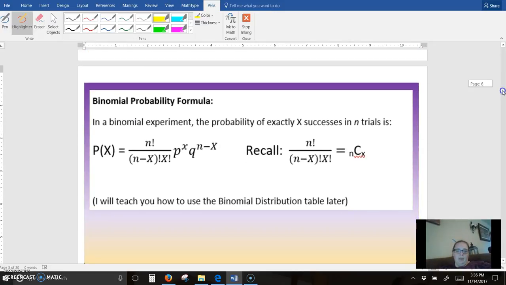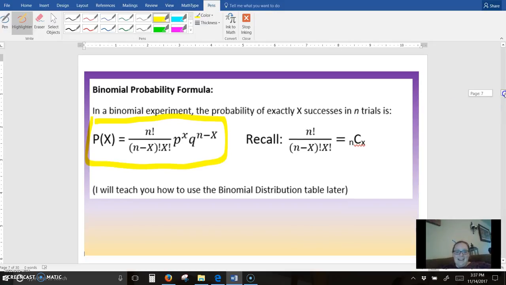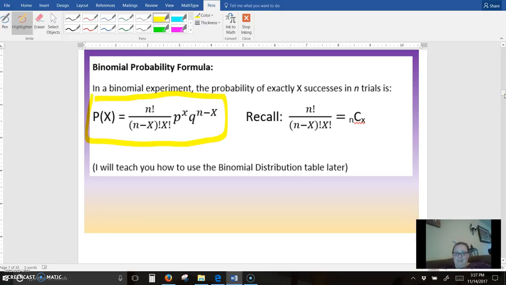All right, so we have this formula. No need to freak out, okay? We just have another formula and it looks crazy, but it's going to be fine. I'm going to show you 3 ways how to do these types of problems: the formula right here, the distribution table, and I'll also show you the calculator later on. And then you decide which way to do it, unless I specifically say use the formula, use the calculator, use the table.